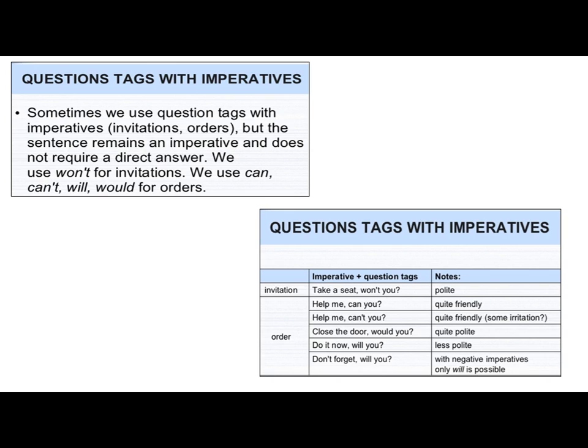Question tags with imperatives. Invitation: Take a seat, won't you? It is a polite note. Help me, can you? Quite friendly. Help me, can't you? Some irritation. Then order: Close the door, would you? Quite polite. Do it now, will you? Less polite. Don't forget, will you? With negative imperatives, only will is possible.